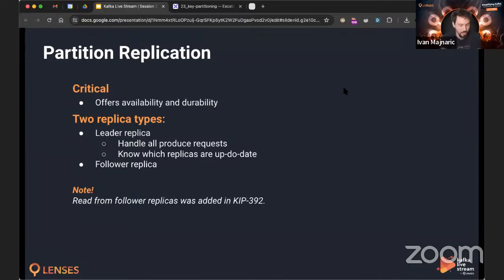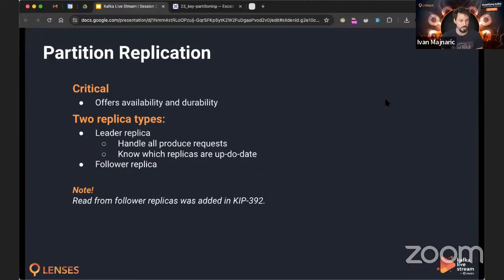Yeah, since we covered the most important definitions, before we go to the topic of under-replicated partitions, there's one more thing, and that's partition replication. So to start, if you have multiple replicas, of course you need to enable and increase the replication factor. And why is that important? That's a critical part of the Kafka system, because it offers you availability and also durability.